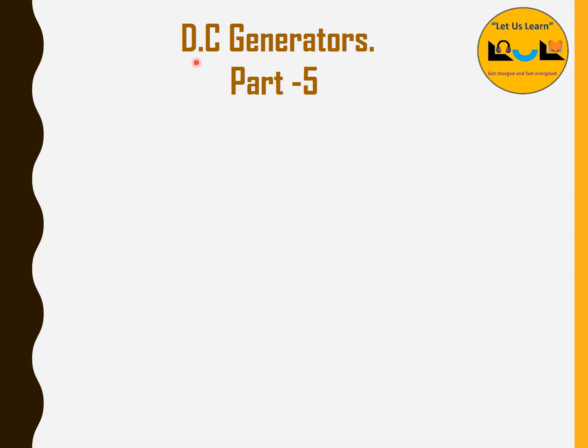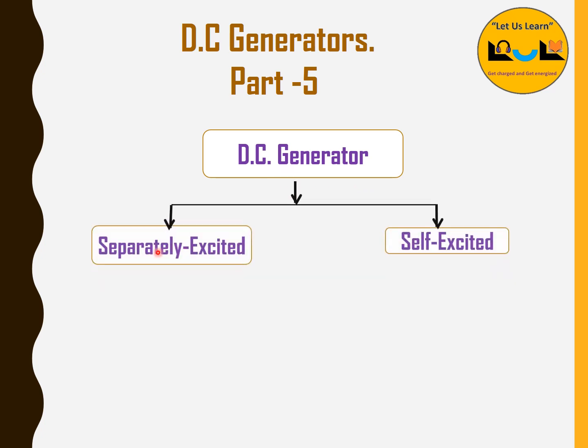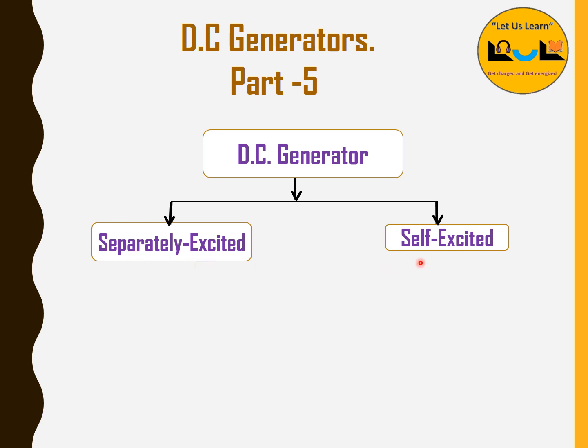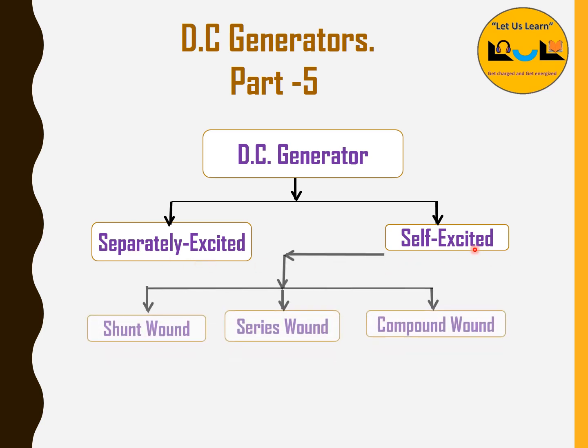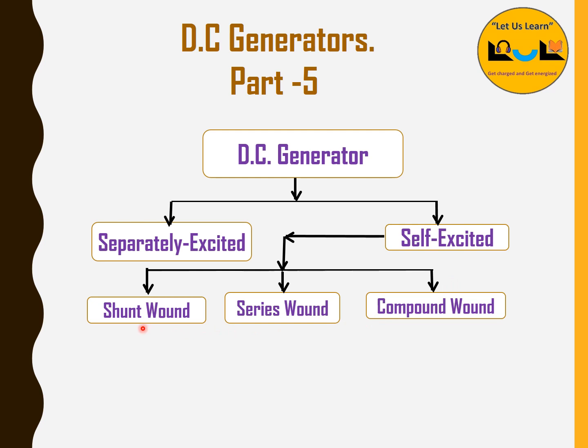Here we have different types of DC generator. We are going to discuss how the DC generator is classified. DC generator is mainly classified as separately excited and self-excited DC generator. Then self-excited DC generator is further classified as shunt wound, series wound and compound wound generator.